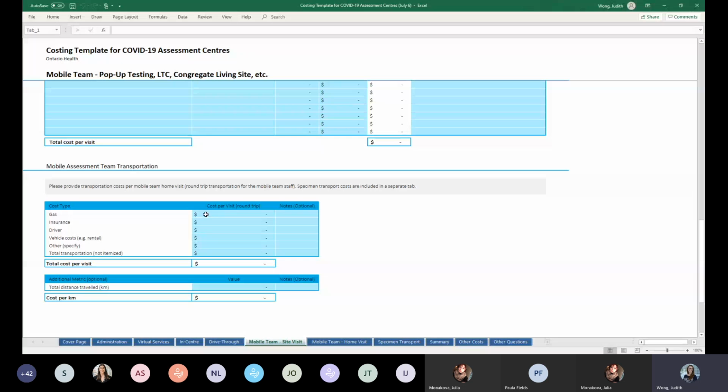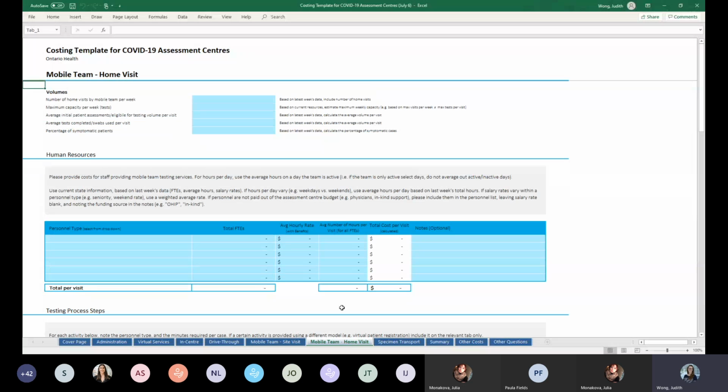You can provide the cost broken down into these categories, or alternatively, you can give us the total cost per round trip, not itemized. Optionally, we would also like you to, if possible, give us the total distance traveled in kilometers, which will allow us to compare the data and understand the context for transportation, given that our province has such a diverse geography and we expect some mobile teams may be traveling further than others.